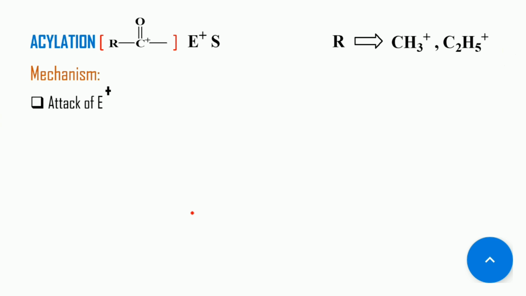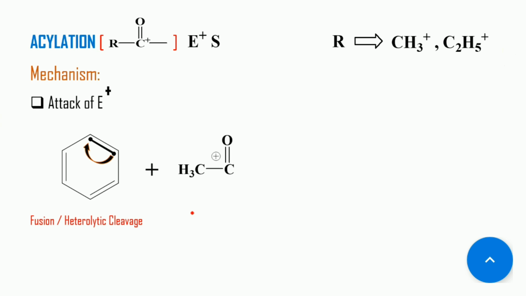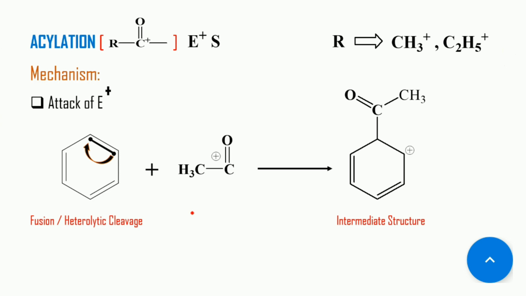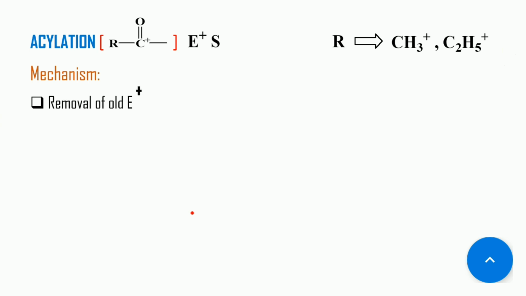attack of the electrophile. So here is benzene, here also fission or heterolytic cleavage occurs like this in the presence of our electrophile. So we get an intermediate structure like this at the end of this stage. Okay, now comes our last step, that is removal of the hydrogen. So here is the intermediate we get.